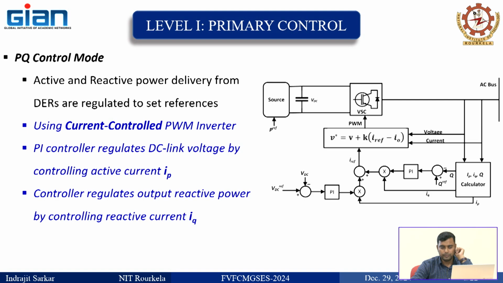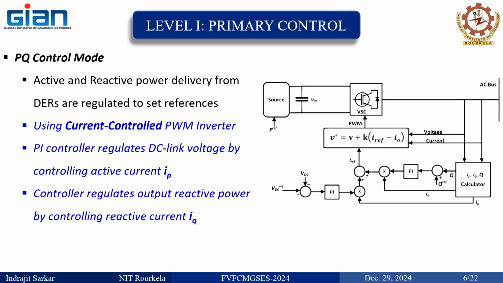What happens when there is a need for power? Immediately the DC link capacitor tries to discharge. When it tries to discharge, there will be a dip in the voltage. When there is a dip in the voltage, the controller understands that voltage is not maintained. That means there is a sudden requirement of power, and it tries to maintain the DC link voltage.